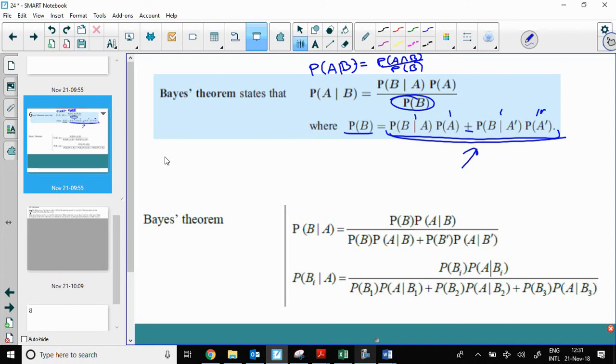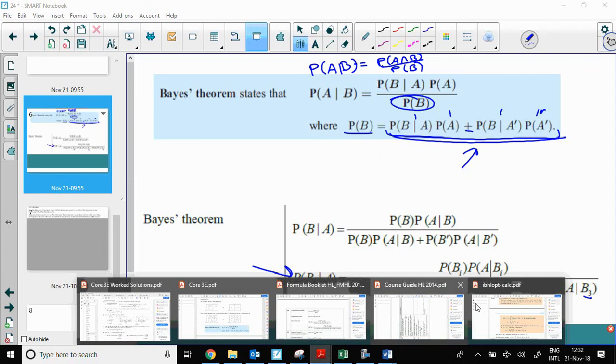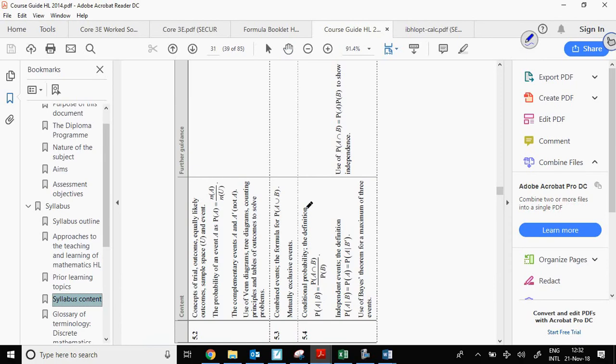So we can break up that event A, or again, down here, we're talking about the event B, into case 1, case 2, case 3, we could really expand it beyond that. However, if you check the IB syllabus, which I will show you, they tell us right down here that Bayes' theorem for a maximum of 3 events is what we need to be able to use.